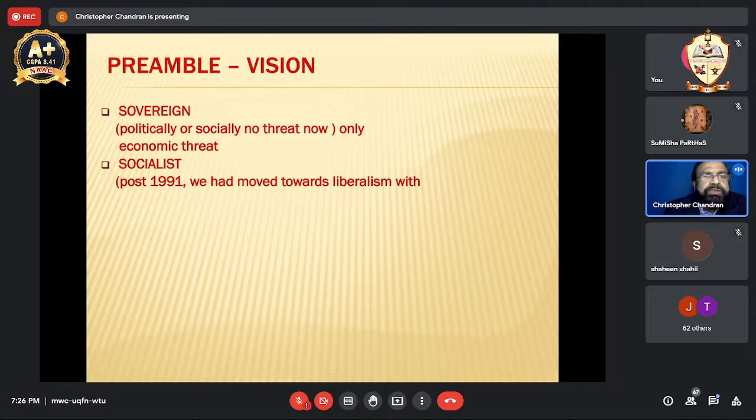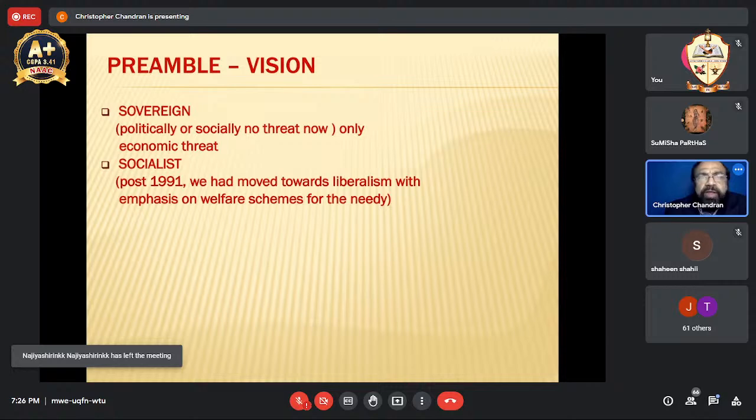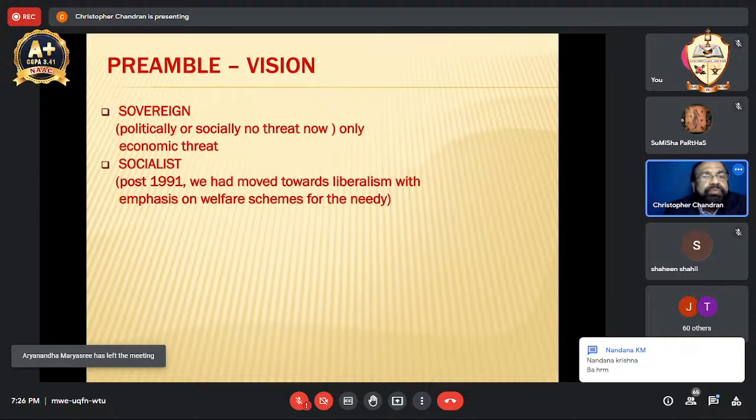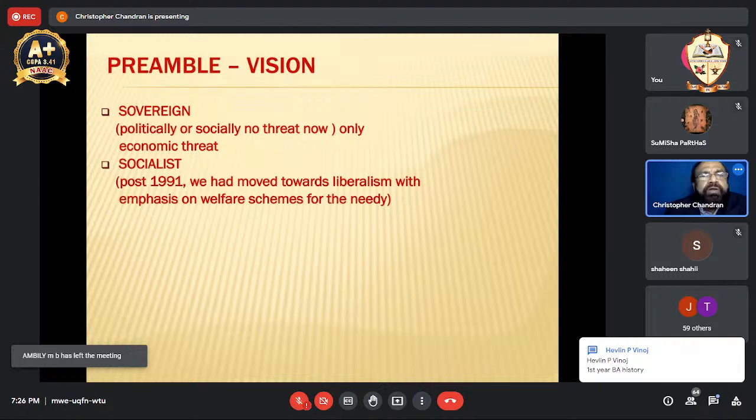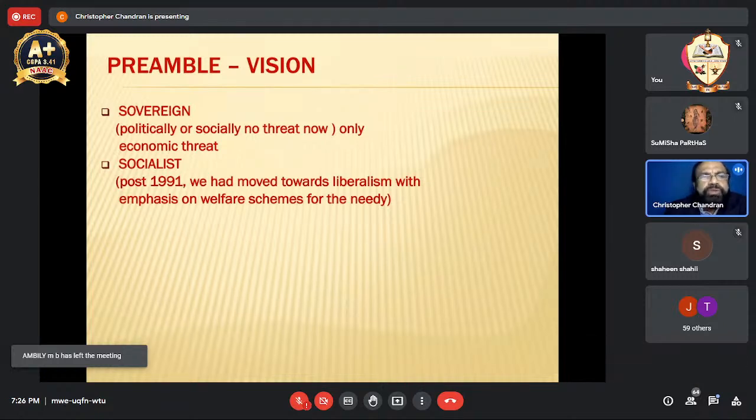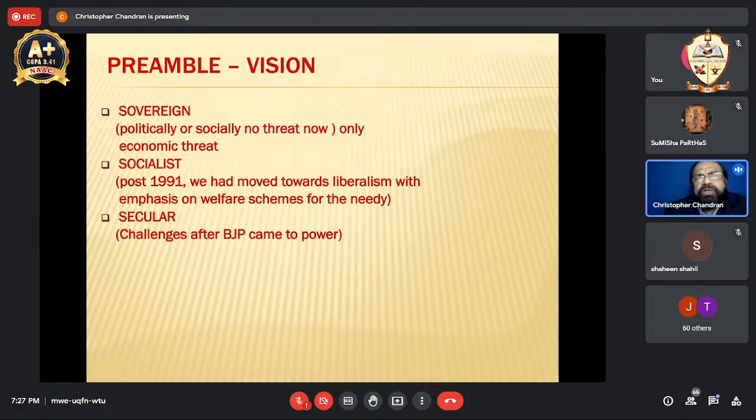We have been socialist, but we have been moving towards liberalism post 1991, with an emphasis on welfare schemes for the needy too. We have not totally become capitalist. We are still catering to the needy, the poor, the tribes, the scheduled castes, scheduled tribes, and so on. So we are still a socialist nation. Secularism: yes, there are a lot of challenges that have come in spite of so many secular principles that India wants to have.